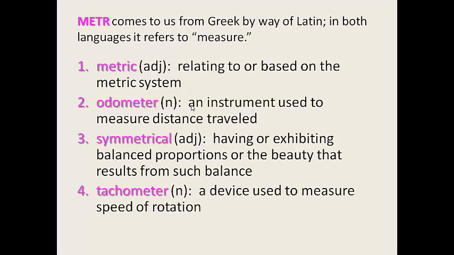The fourth term related to meter is tachometer, and it's a noun. It's a device used to measure the speed of rotation of the engine. So as an example for a sentence, we could say, even though one's purpose of having a tachometer is to help drivers keep their engine speed down, some people occasionally try to see how highly they can make the needle go.